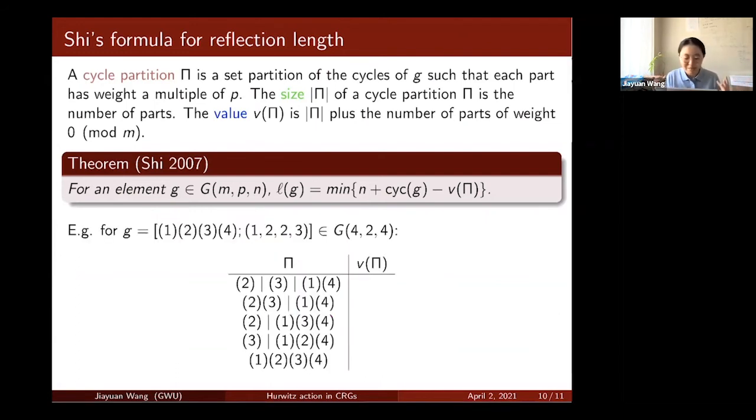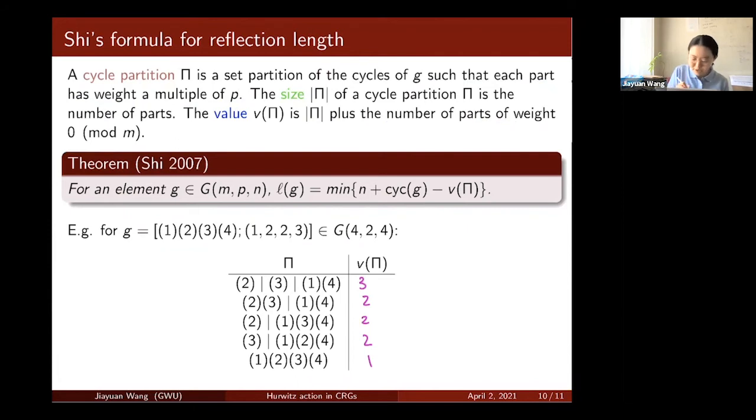And now let's look at a more complicated example. This is a diagonal element in group G(4,2,4). And here are all the possible cycle partitions that follow the rule that each part has weight a multiple of p. And now let's compute all the corresponding values. The first part is just the size. So the first one has size 3, this has size 2, this has size 2, and this one has size 1. And now we just need to count the number of parts of weight 0 mod m. Well, here m is 4.